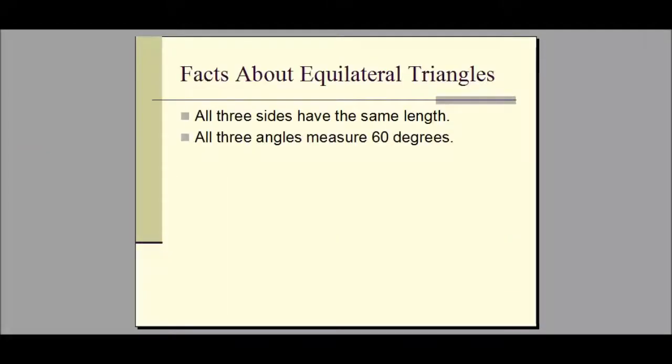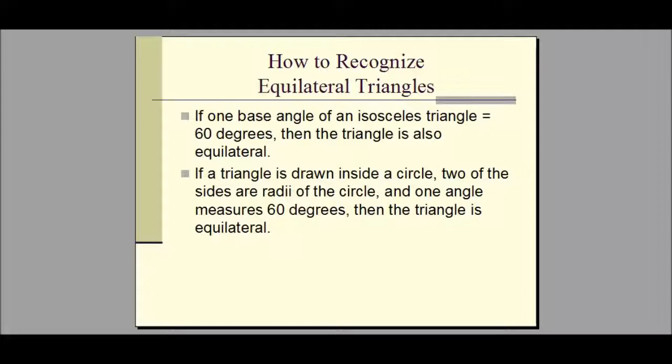Here are some facts about equilateral triangles that you need to remember. All three sides have the same length. All three angles measure 60 degrees each. Here are some clues about how to recognize equilateral triangles in drawings. If you have an isosceles triangle and one of the base angles is 60 degrees, then the triangle is also equilateral in addition to being isosceles. If a triangle is drawn inside a circle and two of the sides are radii of the circle and one angle measures 60 degrees, then the triangle is equilateral.